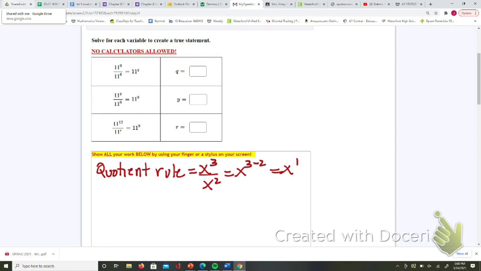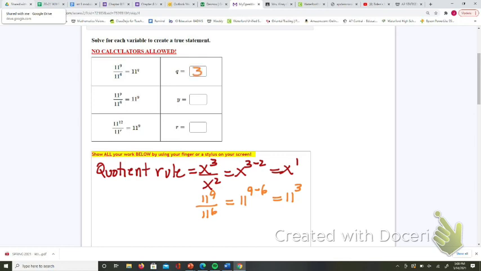So number 1, 11 to the 9th over 11 to the 6th is going to equal 11 to the 9 minus 6, which is 11 to the 3rd. So Q is 3.